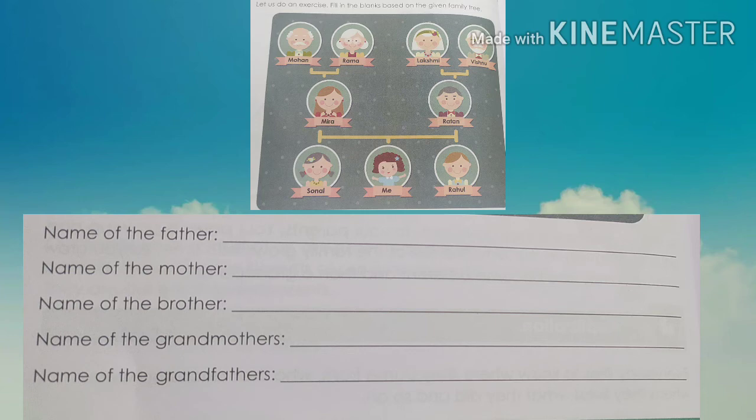Let us do an exercise. Fill in the blanks based on the given family tree. So students, observe this family tree and find out the name of the father from this family tree. So what is the name of the father? That is Ratan. Then you have to find out the name of the mother. So what is the name of the mother? That is Meera. Then next we have to find out the name of the brother. So what is the name of the brother?